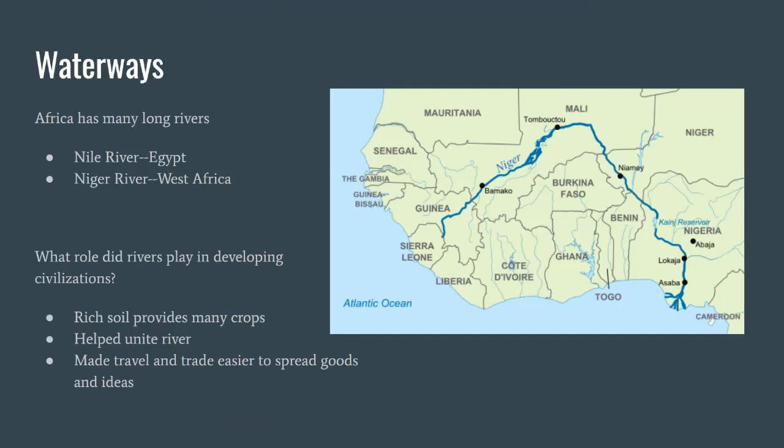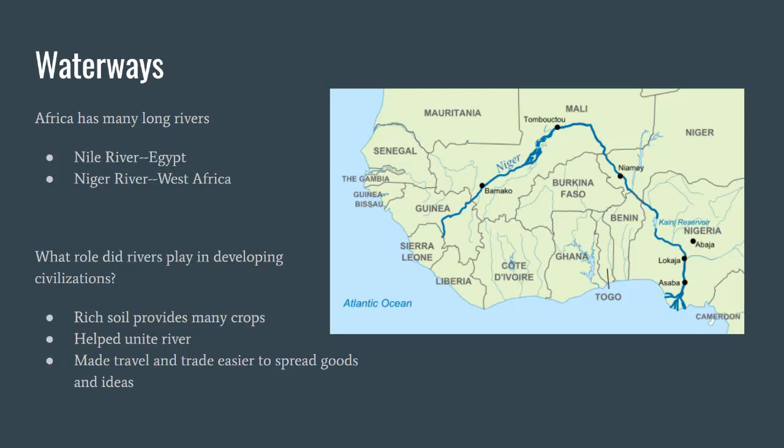There are two major waterways, major rivers. There are more than two rivers in the whole continent, but the two major ones are the Nile, which we talked about when we discussed Egypt, and the Niger River, which is part of West Africa. And on the map here, you can see that it goes through several countries, including Nigeria and Guinea, as well as a tiny little bit of Sierra Leone.